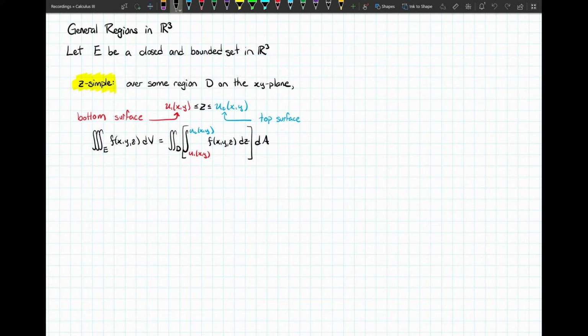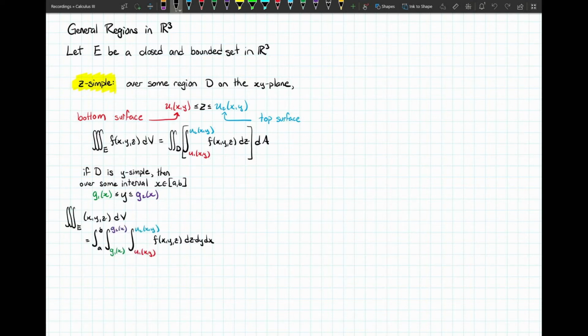Remember that if that region D is y simple, then over some interval for x, let's say from a to b, y always varies from one function of x, g1 of x, to another function, g2 of x. That will finally allow us to take this triple integral and iterate it fully into dz, then dy, then dx. We'll be careful with this order and our boundaries.